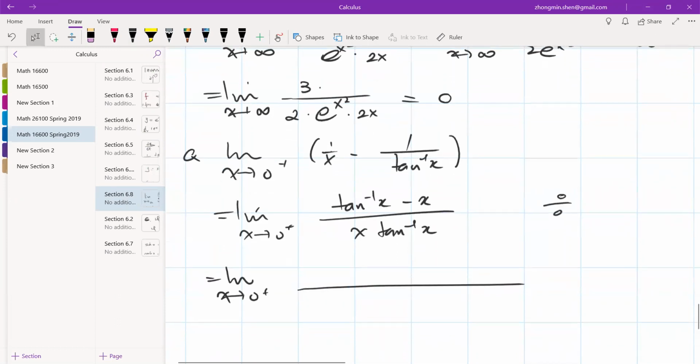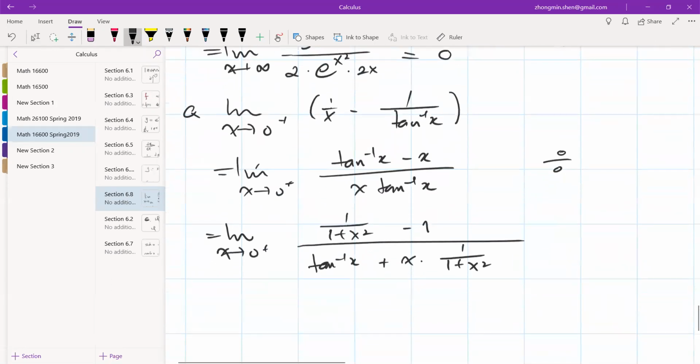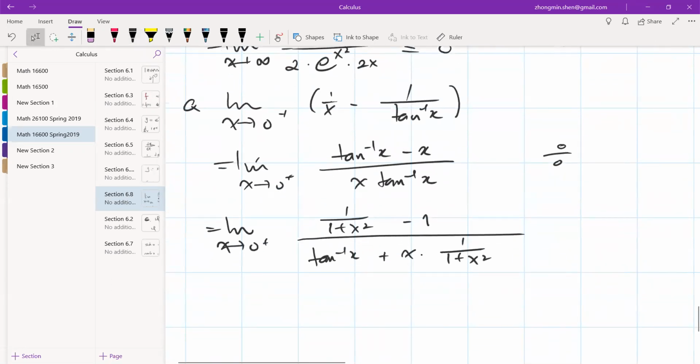The derivative of the denominator is going to be arctangent x plus x times the derivative of arctangent x, which is 1 over 1 plus x squared. All right? Just be patient. So here's 1 over 1 plus x squared and minus 1. I think you have to simplify the numerator and denominator first.